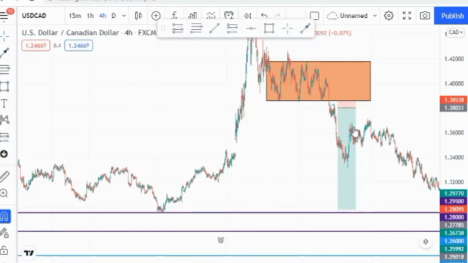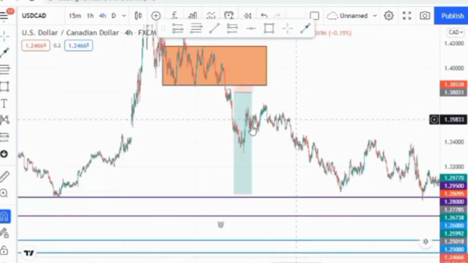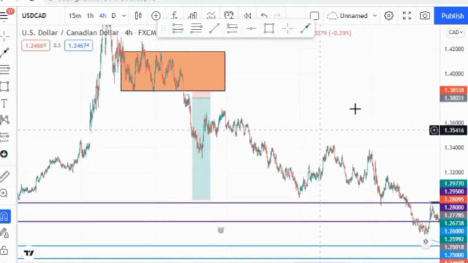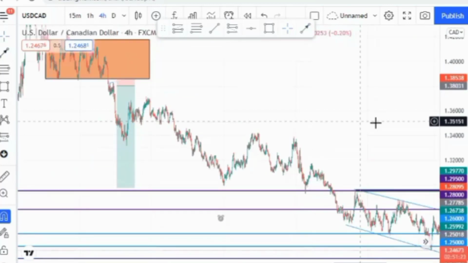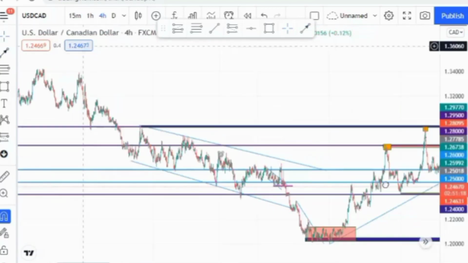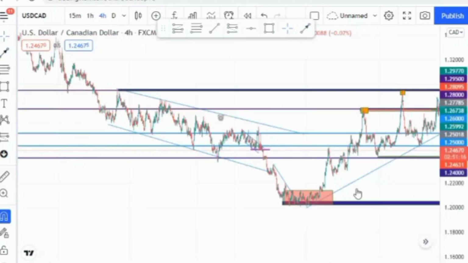Boom, as you can see, the market did exactly what we said. So basically, that's how you trade the Wyckoff strategy. Now let's go to this next accumulation phase that occurred here. Let me show you how you could have also entered the trade.